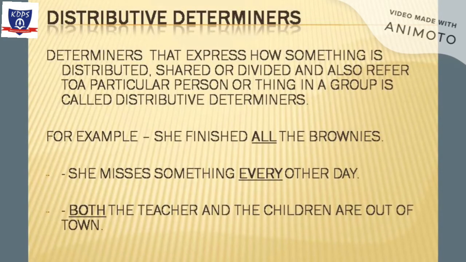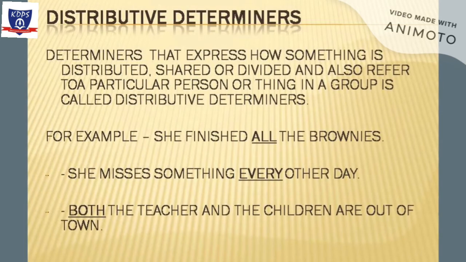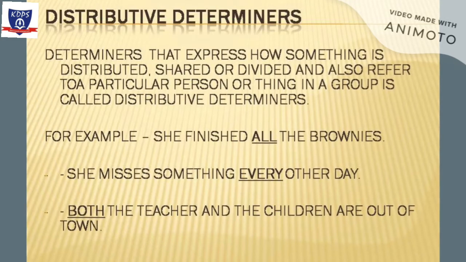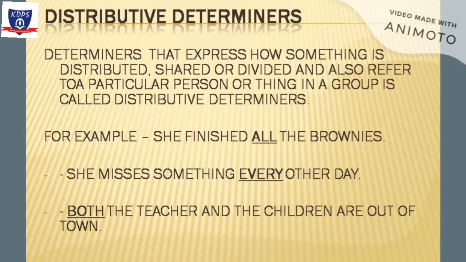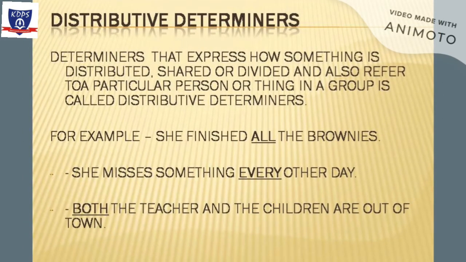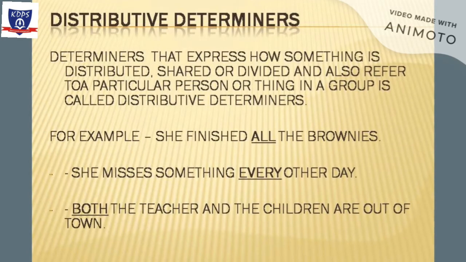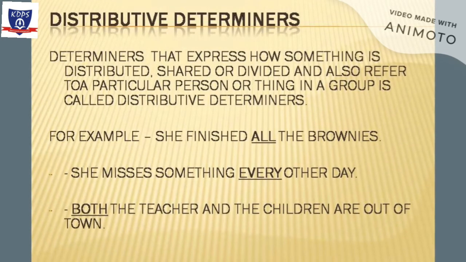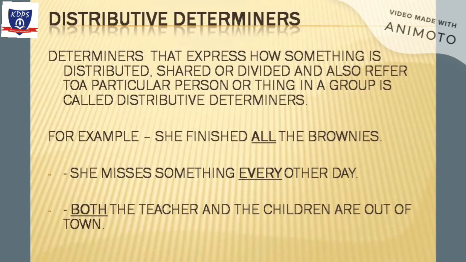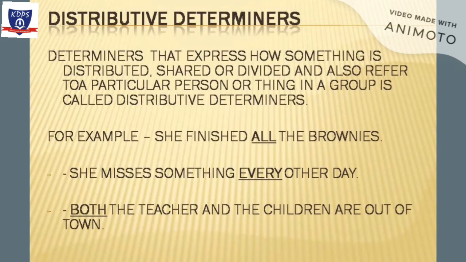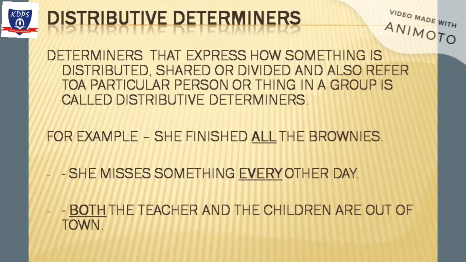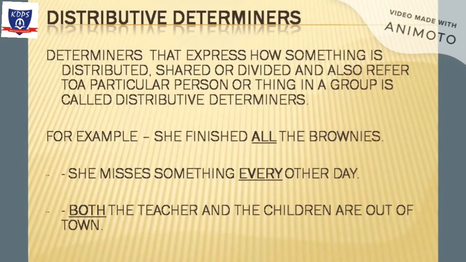मतलब जब एक डिटर्मिनर आपकी अमाउंट के बारे में बात कर रहा है, या तो वो अमाउंट डिस्ट्रीब्यूट हो रही है, या तो वो अमाउंट शेयर हो रही है, या वो अमाउंट डिवाइड हो रही है, that determiner is known as distributive determiner. When it is talking about the whole lot amount shared, divided or distributed among the particular thing or the person. She finished all the brownies में एक particular person है she, जिसने सारी की सारी brownies ख़त्म कर दी. तो वो all जो है, वो डिस्ट्रीब्यूटिव डिटर्मिनर्स में आता है.